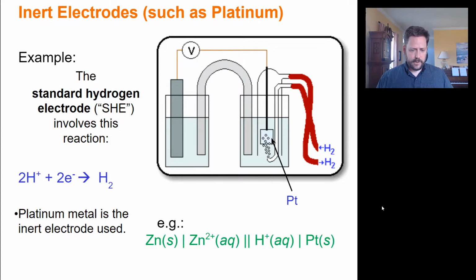So the way that shorthand notation would be written, you'll notice that the platinum electrode is designated here with the term on the far right, but the aqueous solution that is associated with the cathode is not the same element as the cathode itself. So that's an example of how an inert electrode would be notated in a shorthand diagram of a cell.